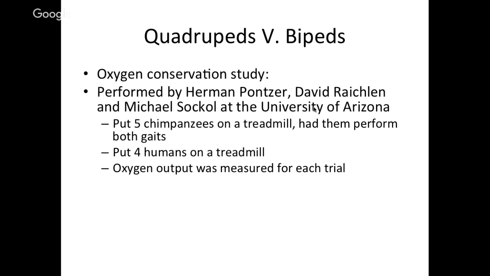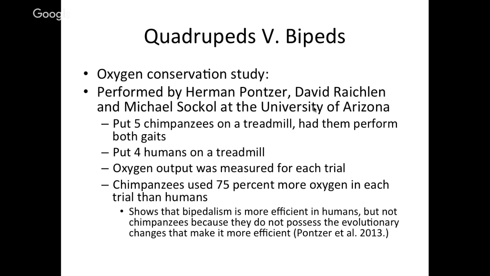In a study performed by Herman Pontzer, David Raichlen, and Michael Sockol at the University of Arizona, they were looking at oxygen conservation between chimpanzees and humans. They put 5 chimpanzees on a treadmill and had them perform both gaits, quadrupedalism and bipedalism, and they measured their oxygen output while they were on the treadmill. Then they put 4 humans on a treadmill, and their oxygen output was measured as well. The results were that the chimpanzees used 75% more oxygen in each trial than the humans.